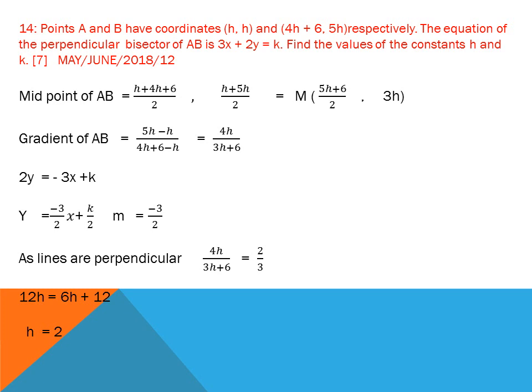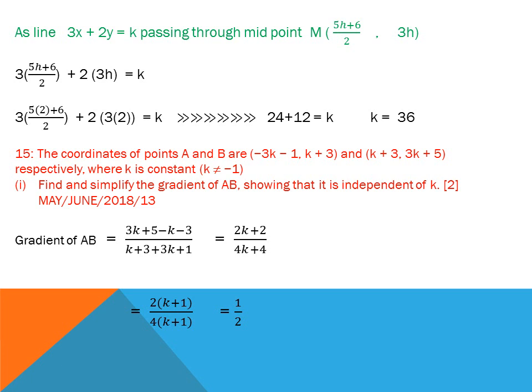Then I put the value of h in the midpoint, (5h plus 6) over 2 and 3h, and I find the midpoint. Then I put the midpoint in the equation of the line, as the line 3x plus 2y is equal to k passes through the midpoint. It means the midpoint lies on the line. I put the x coordinate (5h plus 6) over 2 and the y coordinate 3h in the equation, and then I place the value of h which I found in the previous step.